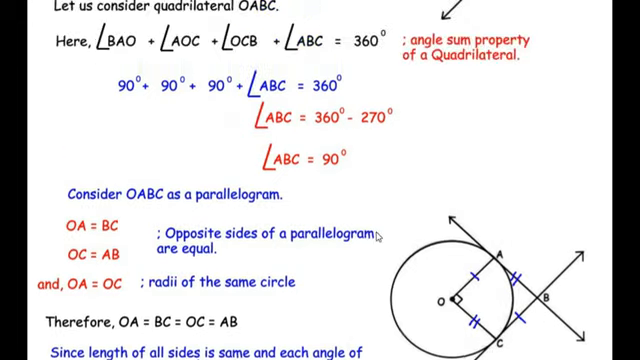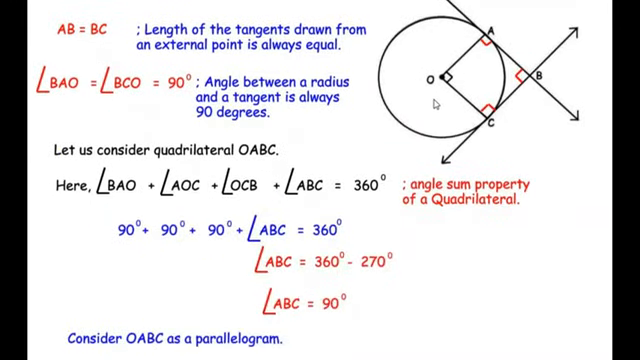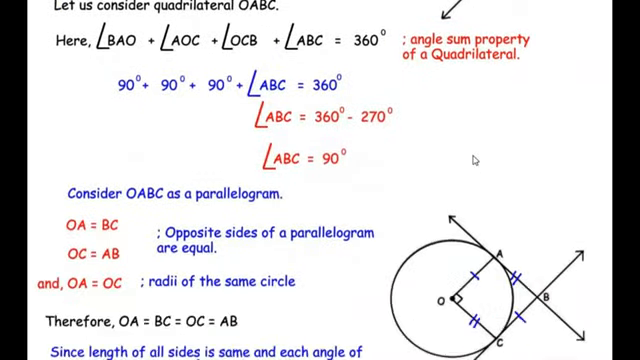So here we made use of three concepts, that is tangent theorems, the angle sum property of a quadrilateral and the properties of a parallelogram, to prove that OABC is a square.